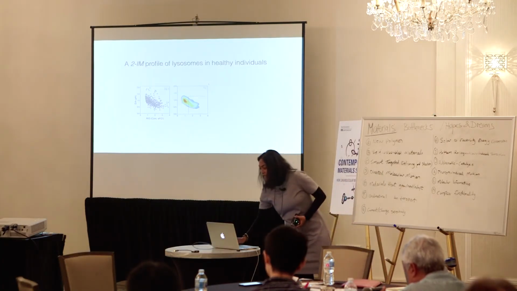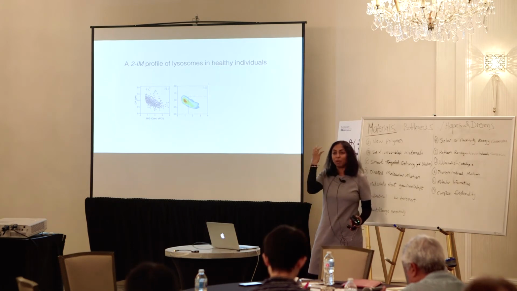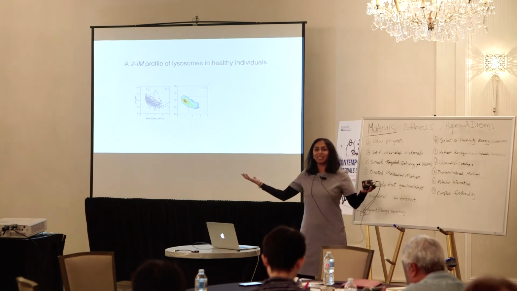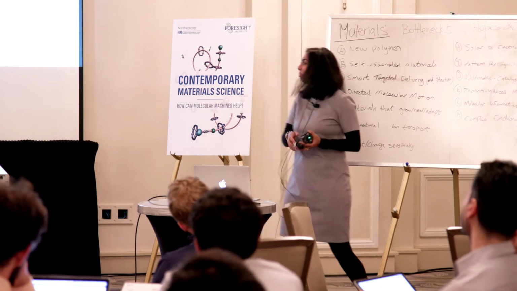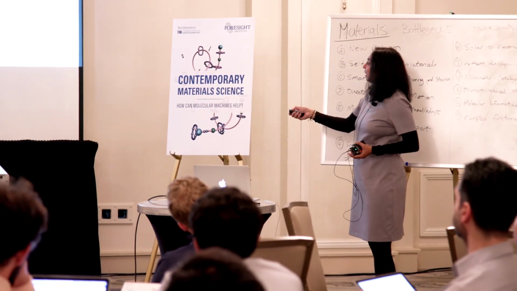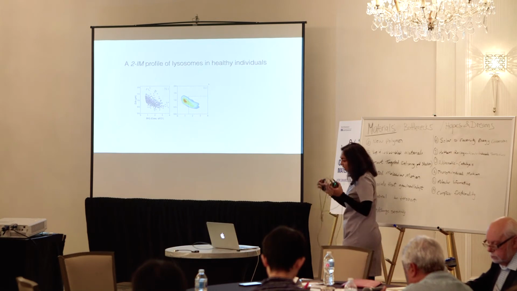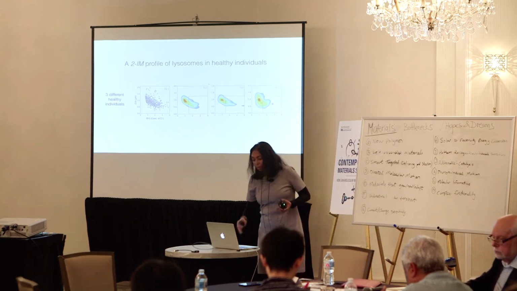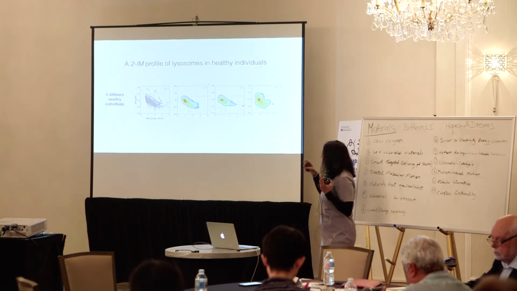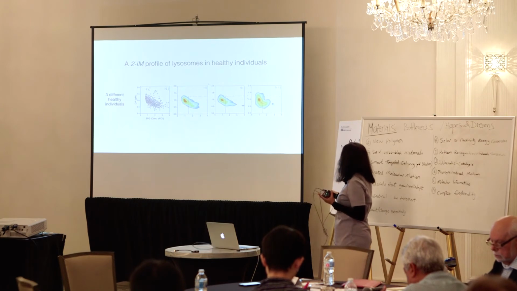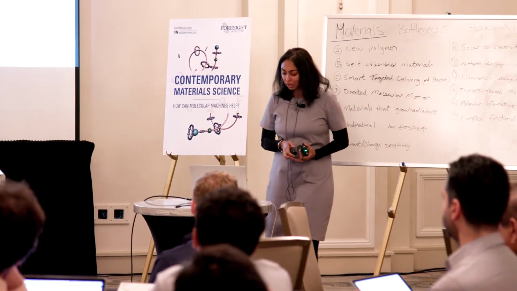Okay, so now let's take a skin biopsy from a healthy individual and just ask what's the natural distribution, right, by a 2IM profile. And we see that there are at least two populations. One is a very high chloride population, and the other is a lower chloride population. Okay, let's take a couple of other healthy individuals, fibroblasts from 2 or 3 different individuals, and they all have this high chloride population.